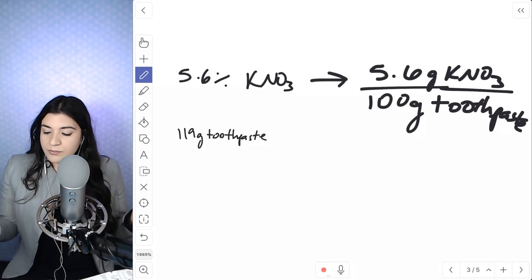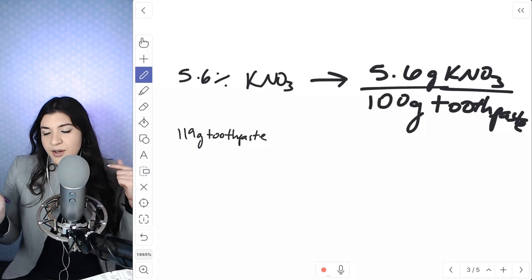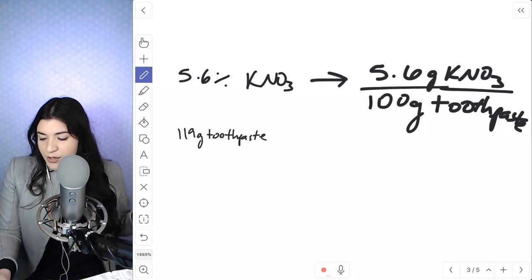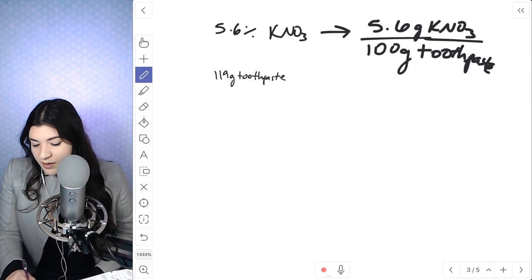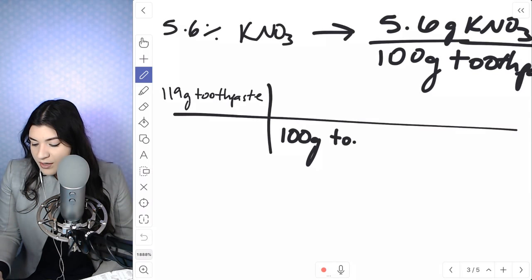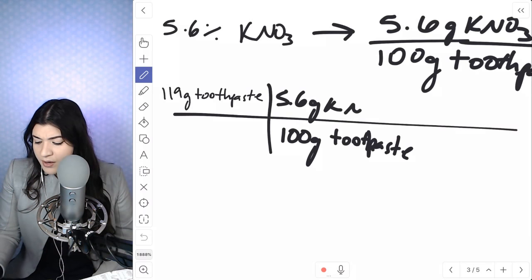So this is what we're going to use to allow us to get to grams of KNO3 and then work our way to formula units. So that's what I'll do here. I'm going to align those units across from each other, placing that 100 grams of toothpaste on the bottom, and then 5.6 grams of KNO3 on top. And I'm going to keep going.